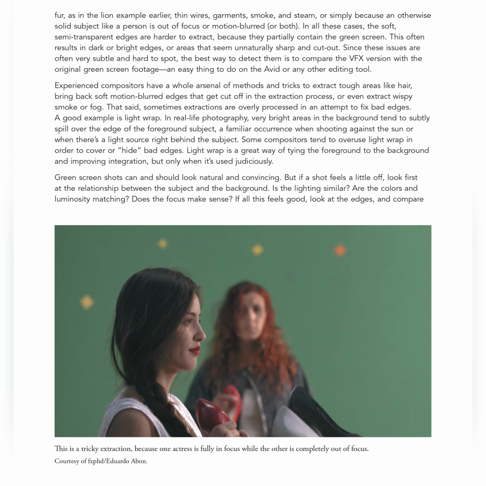A good example is light wrap. In real-life photography, very bright areas in the background tend to subtly spill over the edge of the foreground subject, a familiar occurrence when shooting against the sun or when there's a light source right behind the subject. Some compositors tend to overuse light wrap in order to cover or hide bad edges. Light wrap is a great way of tying the foreground to the background and improving integration, but only when it's used judiciously. Green screen shots can and should look natural and convincing.